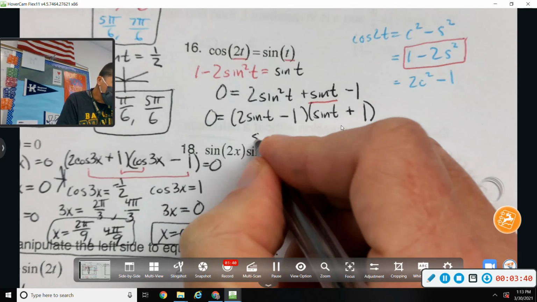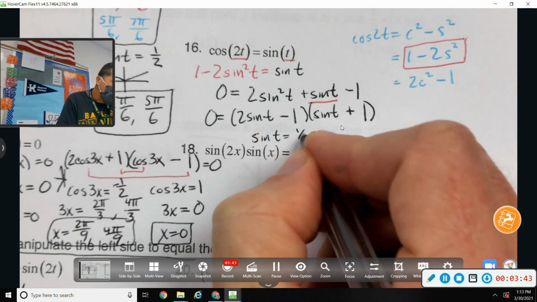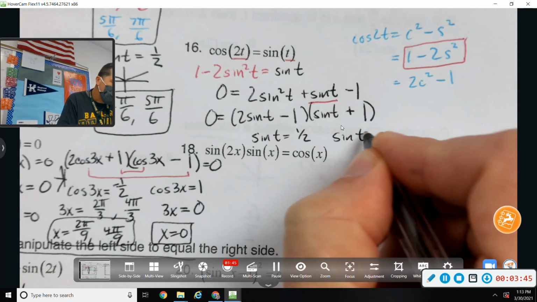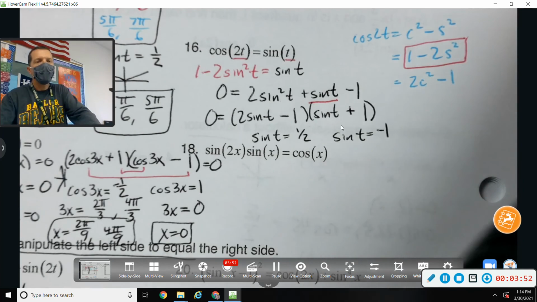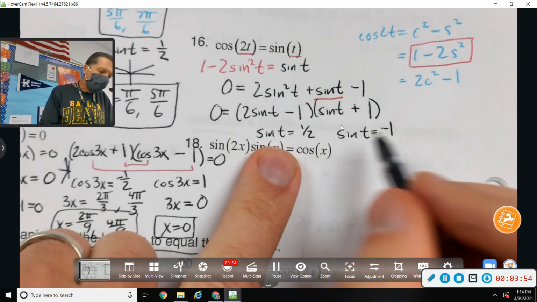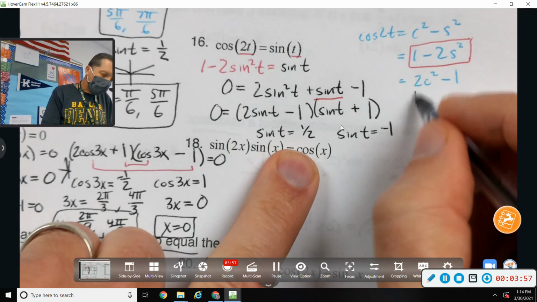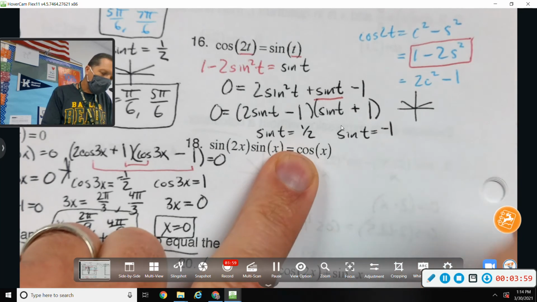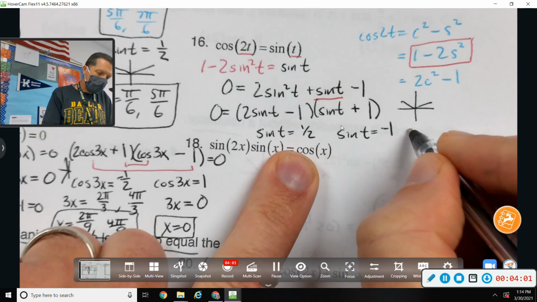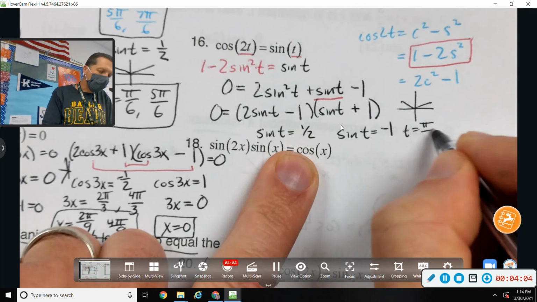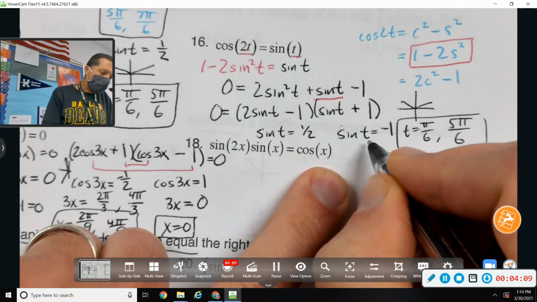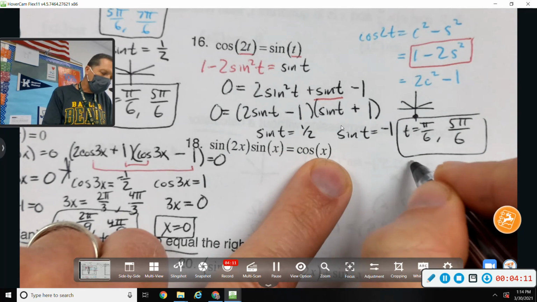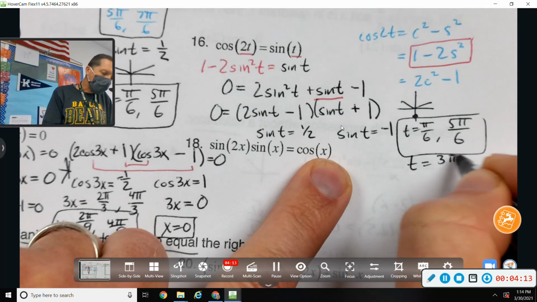Set each factor equal to 0. So sine of t equals 1/2. Sine of t equals -1. And now I've got two relatively simple unit circle problems. So sine is 1/2 at the over 6's. So pi over 6 and 5 pi over 6. And sine is -1 at the bottom, so 3 pi over 2.